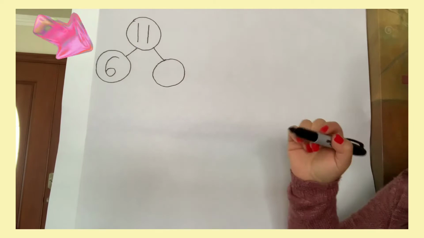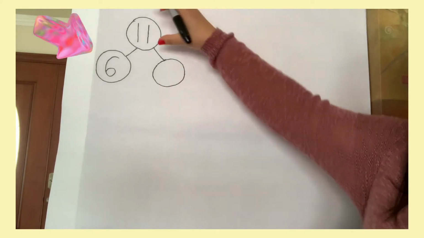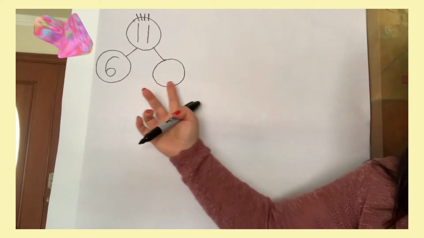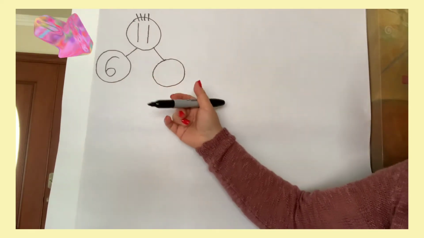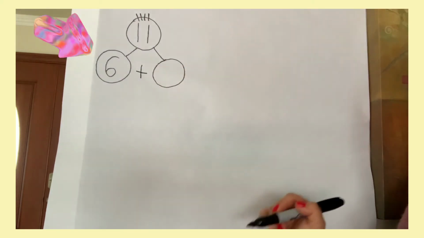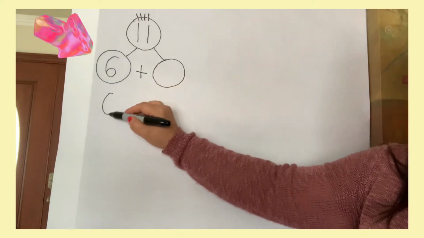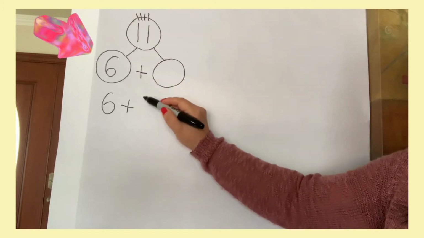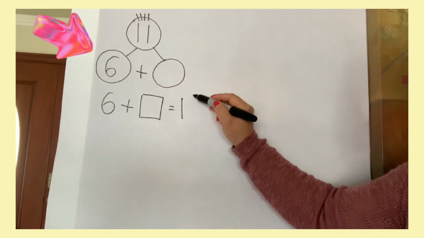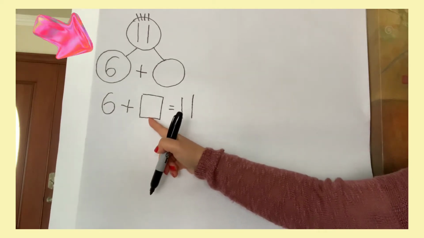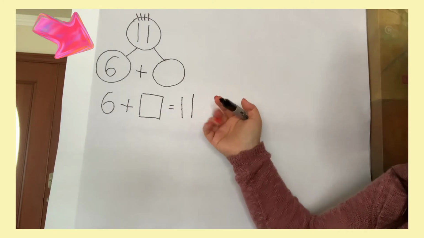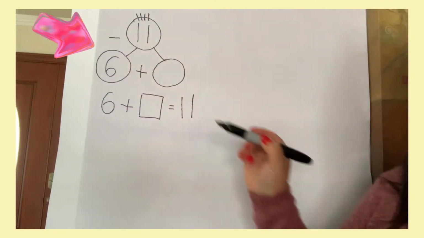Remember, when we have a number bond, there's one big number, and we have 2 parts. To find what the other part is, we could add. We could go 6 plus something is equal to, altogether, 11. We still don't know what this number is. We could find out by counting on, but there's another way. Remember, like the other days, we subtracted.